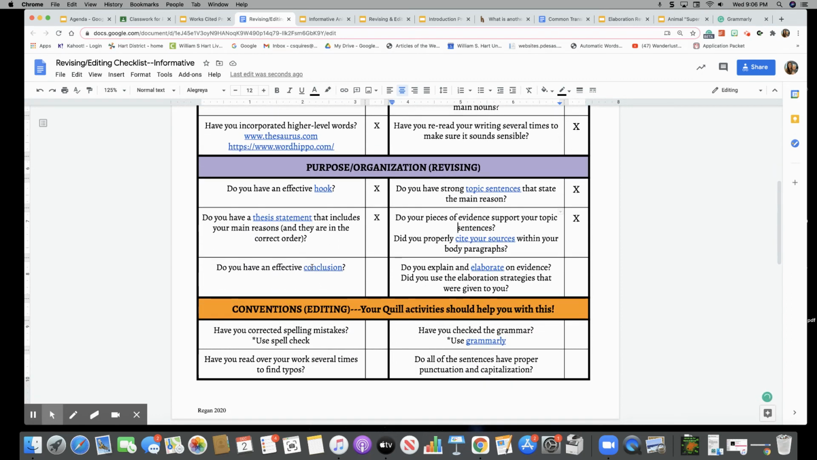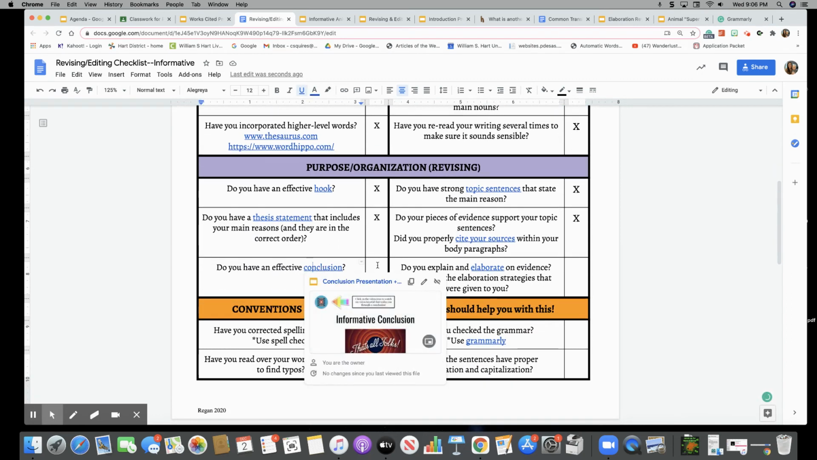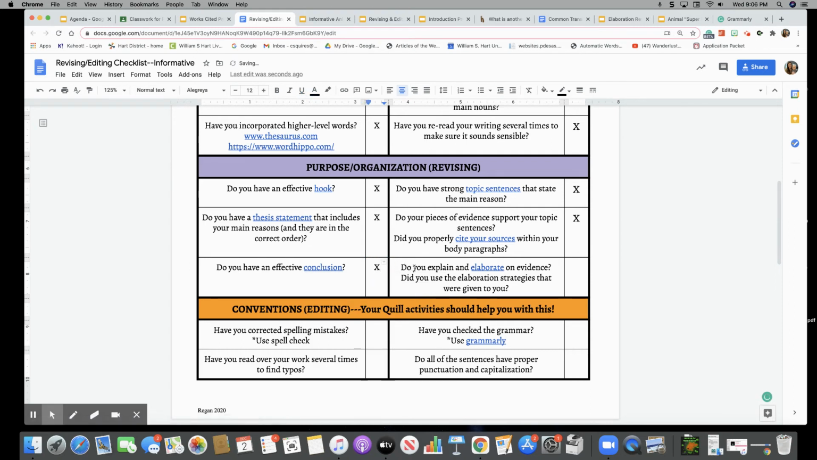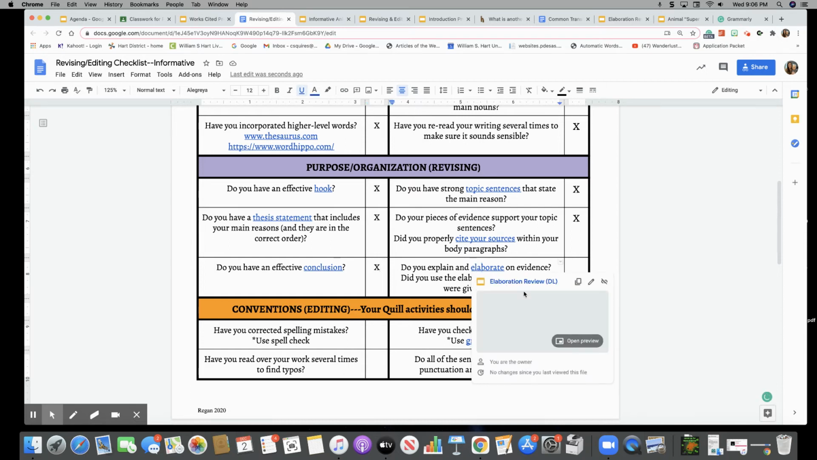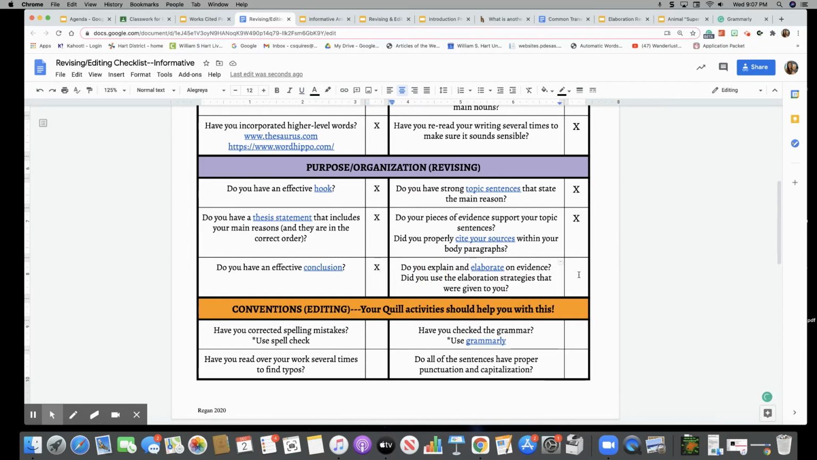Do you have an effective conclusion? Same thing. Have the presentation there to help you. You would want to review that and make sure that it's effective and that you followed the guidelines for a conclusion. Do you elaborate your evidence? And again, I have my presentation there to help you. And did you use those elaboration strategies?